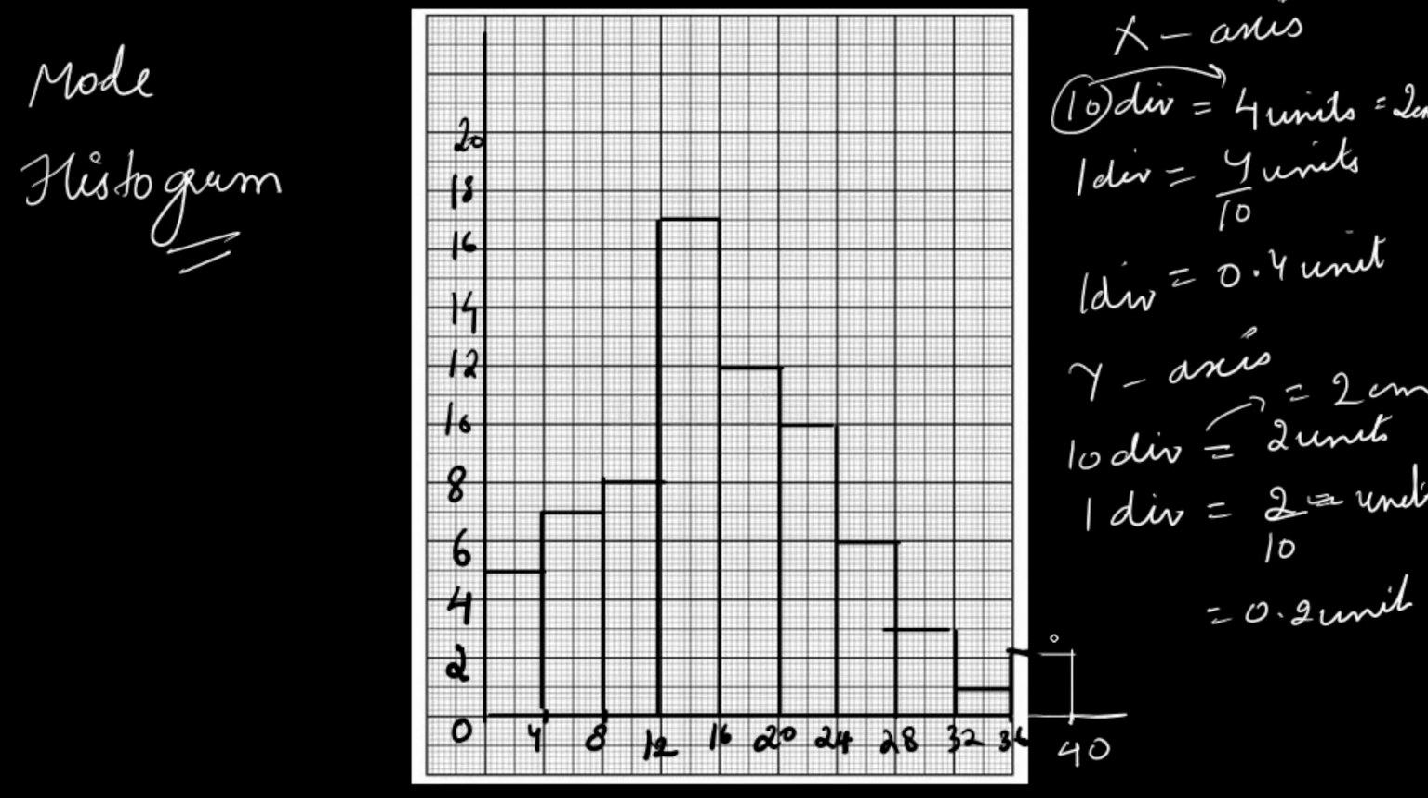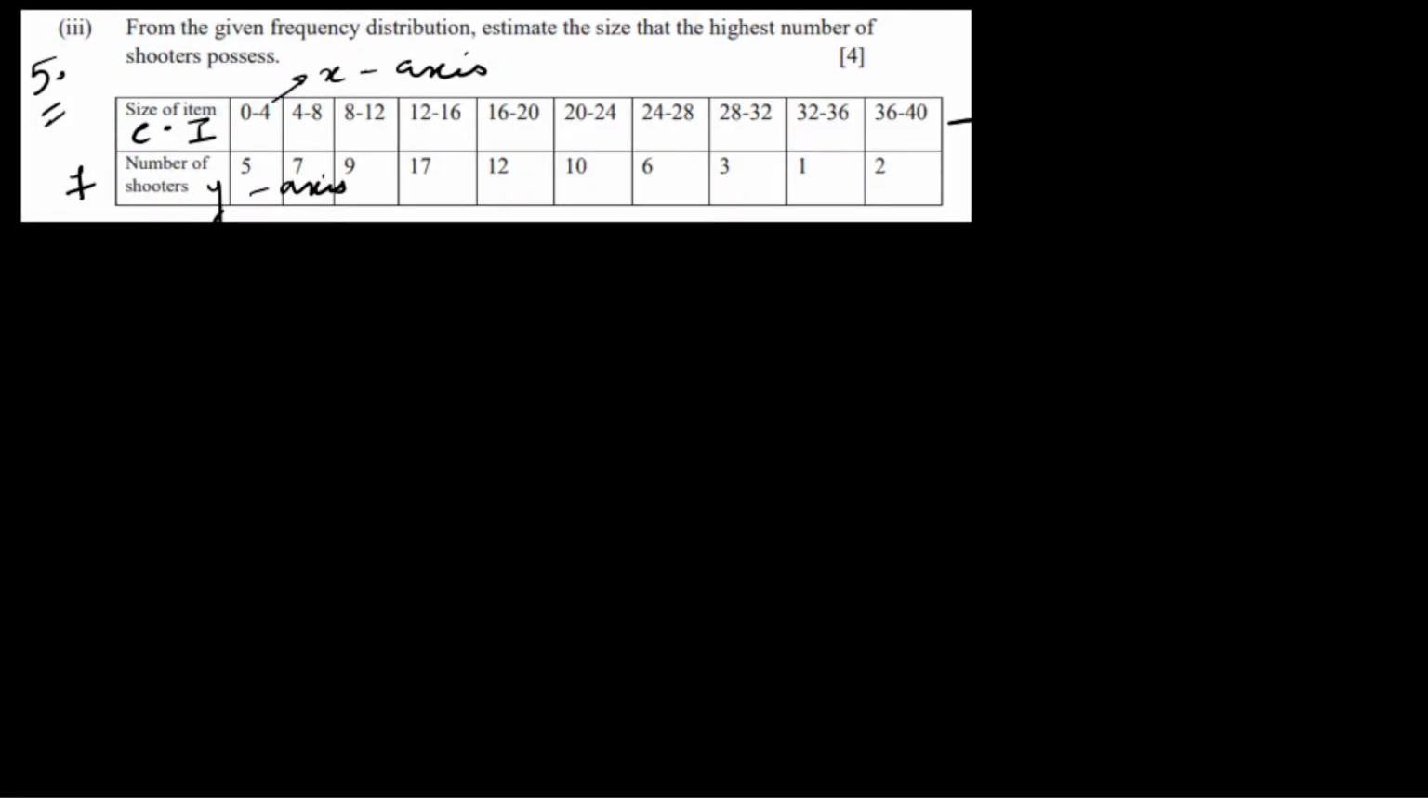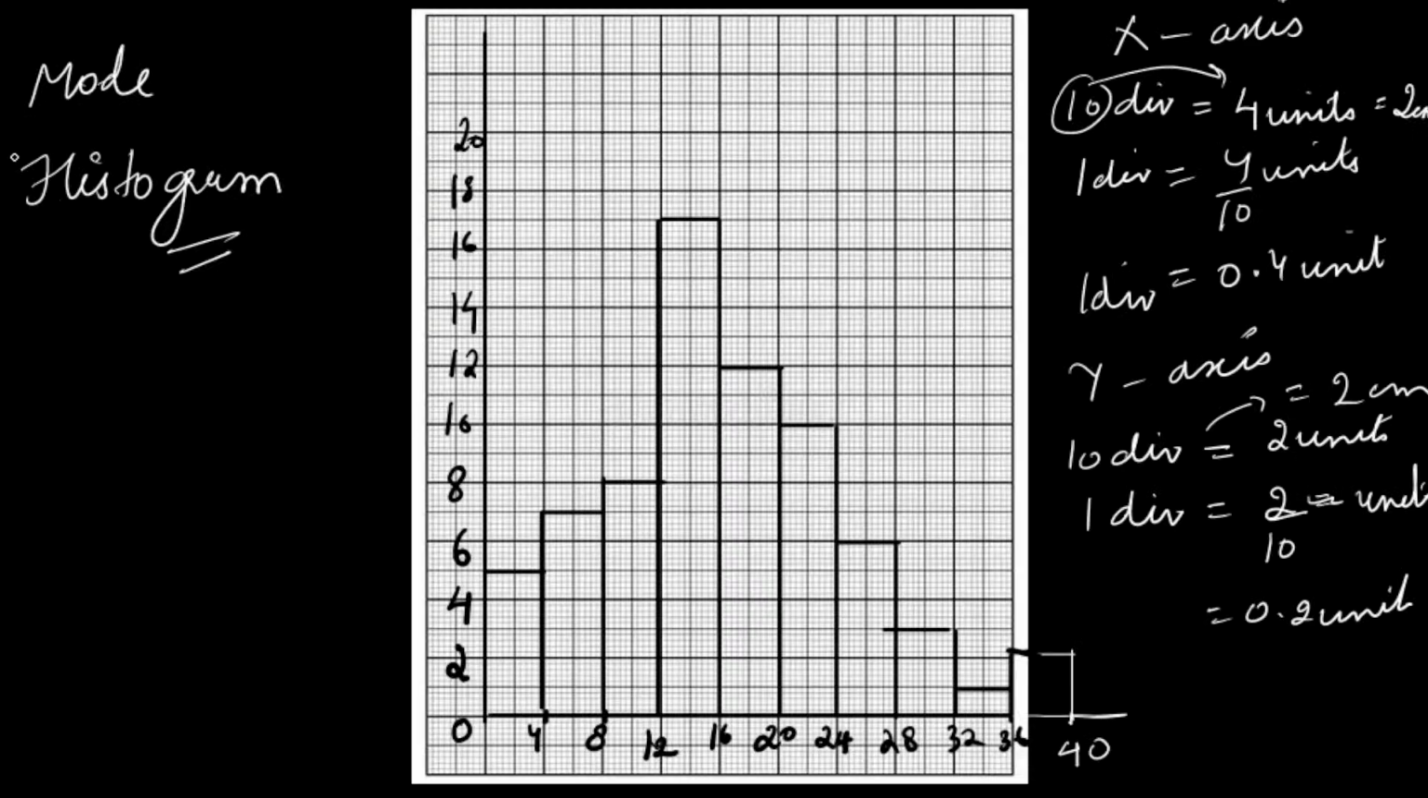It's 9, not 8. Okay, 8 to 12. Okay, 8 to 12 is 9. Okay, so it will be here. So is it fine now? Now what we know, highest bar we have to see. So 12 to 16 is the highest bar whose frequency is equals to 19.